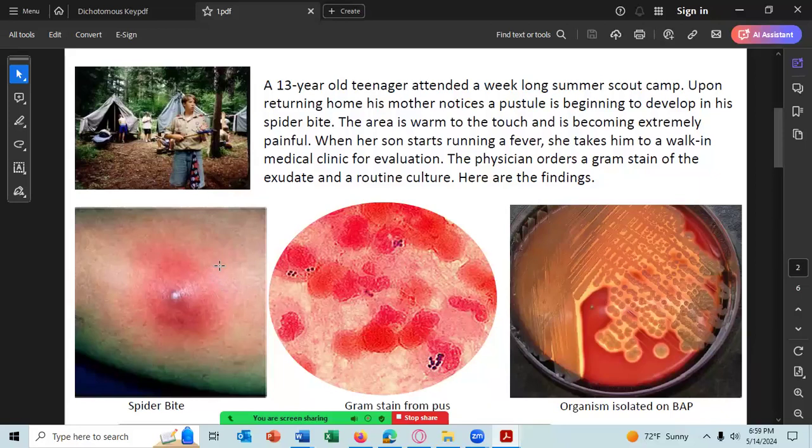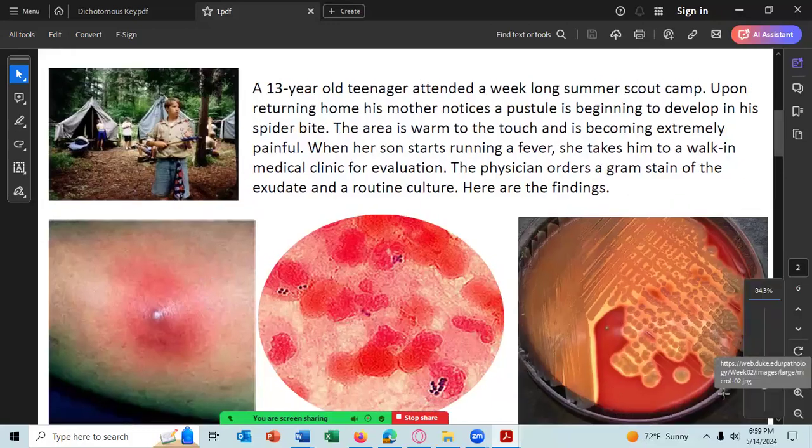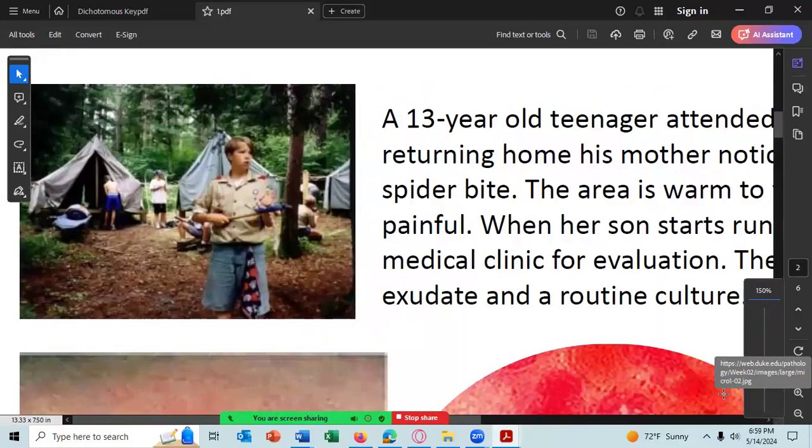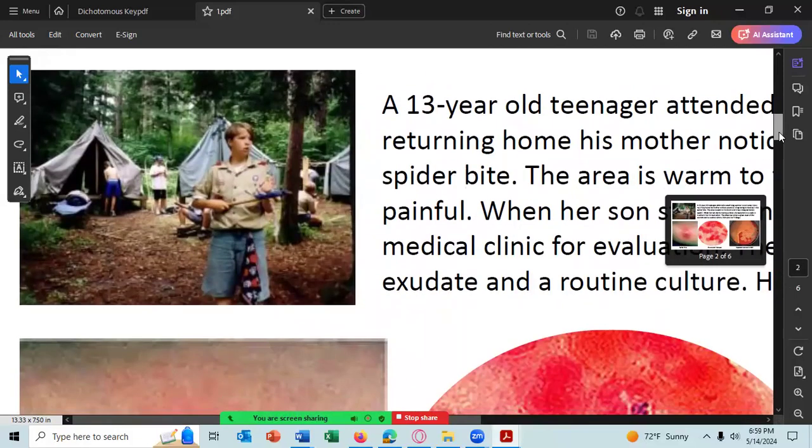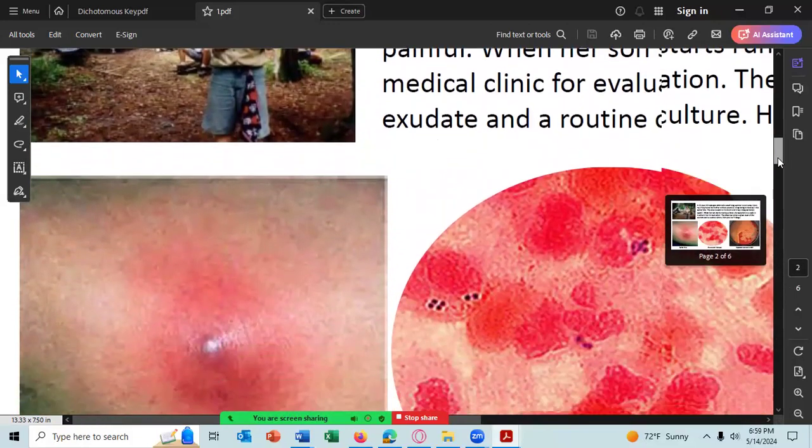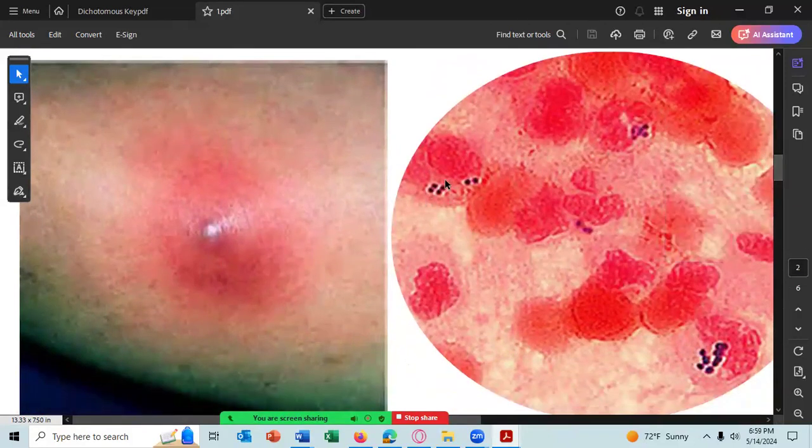Here are the findings. Here are the bacteria cells here. These are the boy's cells, so don't look at those. Let me blow that up so you can see it better. You can actually see the cells there, what shape they are and what the gram stain is, as well as the cell growth arrangement.